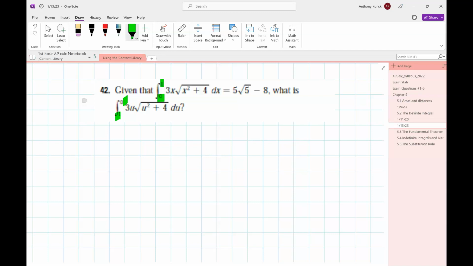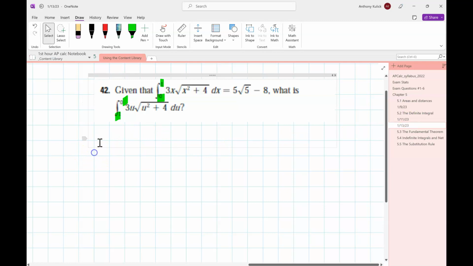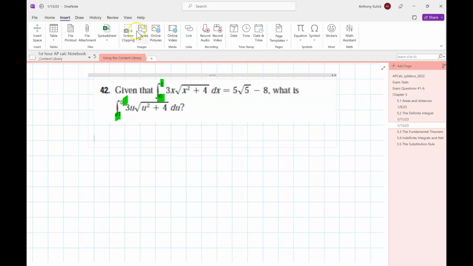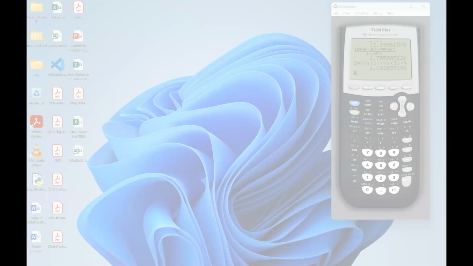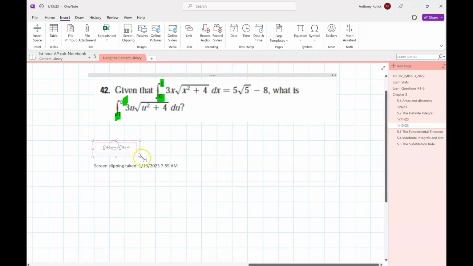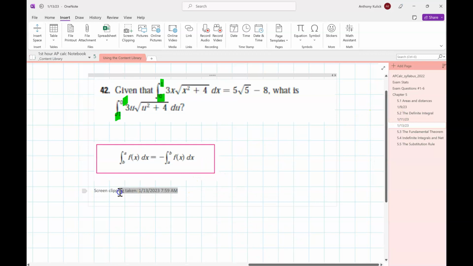Where did that one go? There it is. So the key here is going to be using this property. Okay.